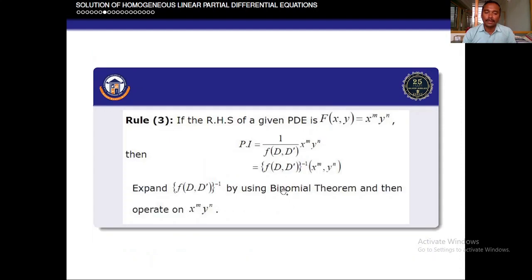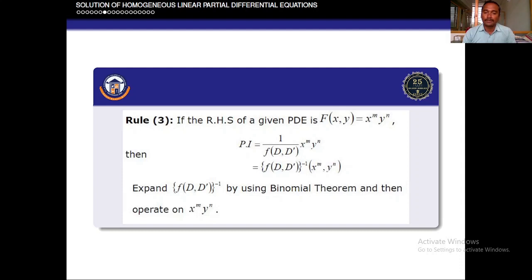Now this is rule 3. In this case, the right side function is an algebraic expression, that means x power m into y power n. Here PI equals 1 divided by f of d comma d dash into x power m into y power n. Now change the fractional term into the form of a binomial expression, that is 1 plus or minus whole power minus 1 form, and then apply the binomial theorem. Finally, use the operators d and d dash to eliminate the terms, which gives the final particular integral value.